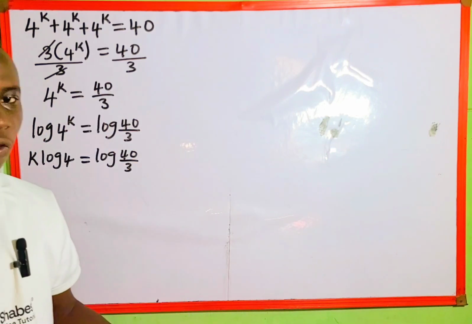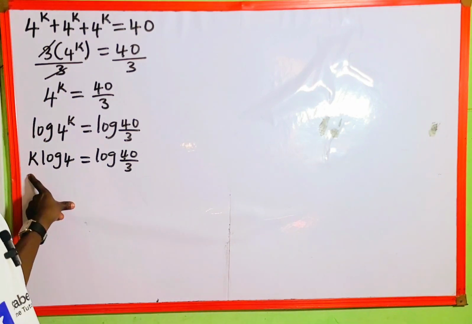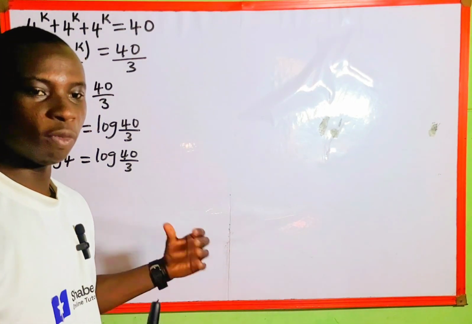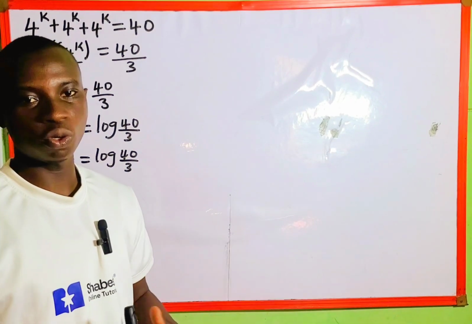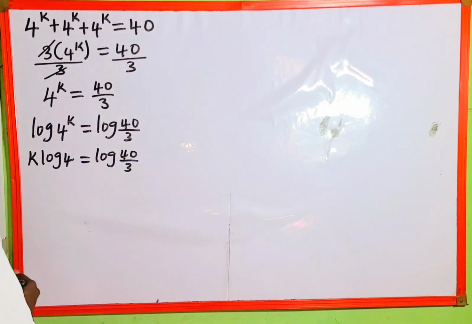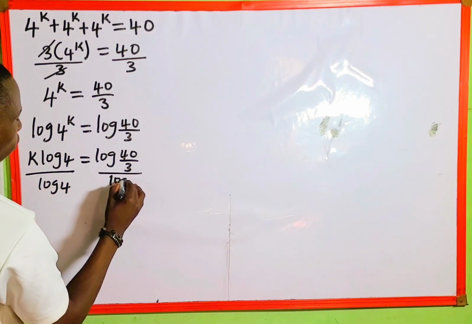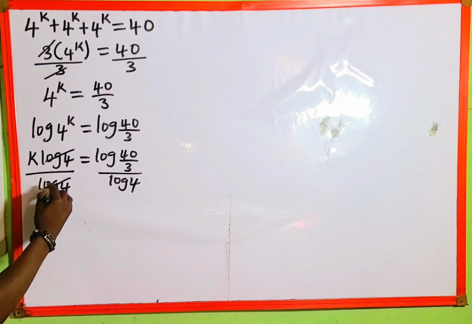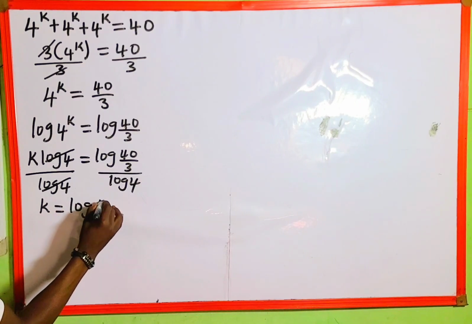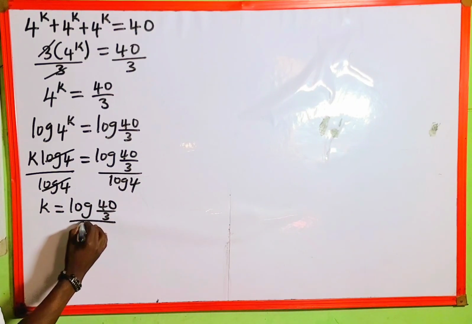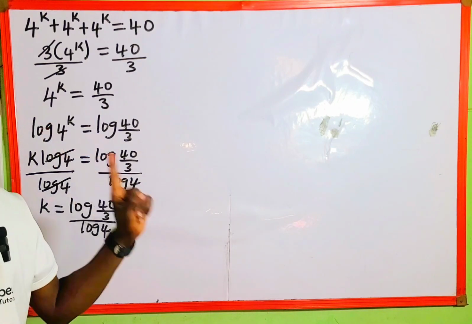Now remember, what are we looking for? We are looking for the value of k. And here on the left hand side, we have log 4 attached to k. So what are we going to do to eliminate this log 4? It is by dividing both sides by log 4, so that we can cancel out log 4. So this log 4 is going to cancel log 4. We're going to have k equal to log of 40/3, then everything all over log 4. We have k equal to this, but we're not going to stop here.